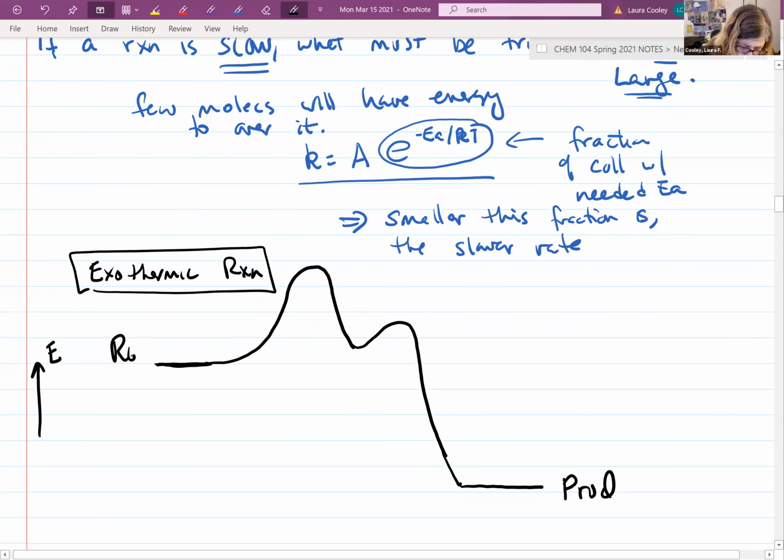Let me go over this with you. So here is the activation energy. I'm going to call it EA1. Okay.